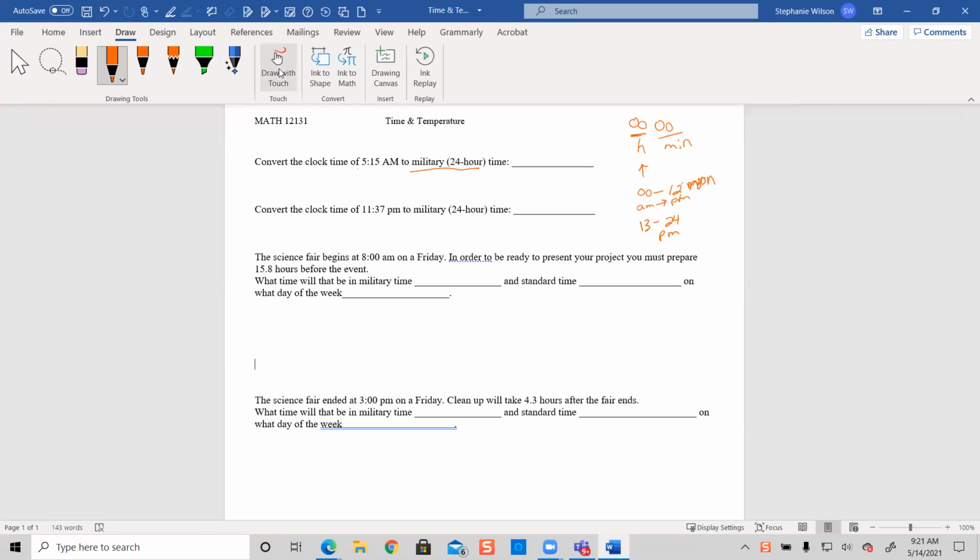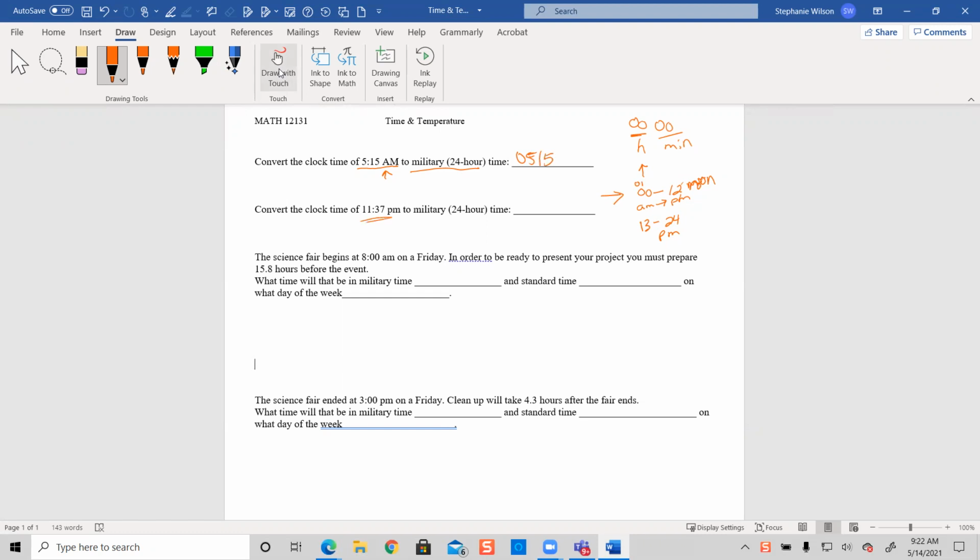So let's talk about it. What time is 5:15 a.m. in military time? So if it's a.m., we know that it's going to fall in this category. If 00 starts a day, then 01 would be 1 a.m., right? So that helps me. I know that it's 05. And then the minutes is 15. So we're going to say 05:15.